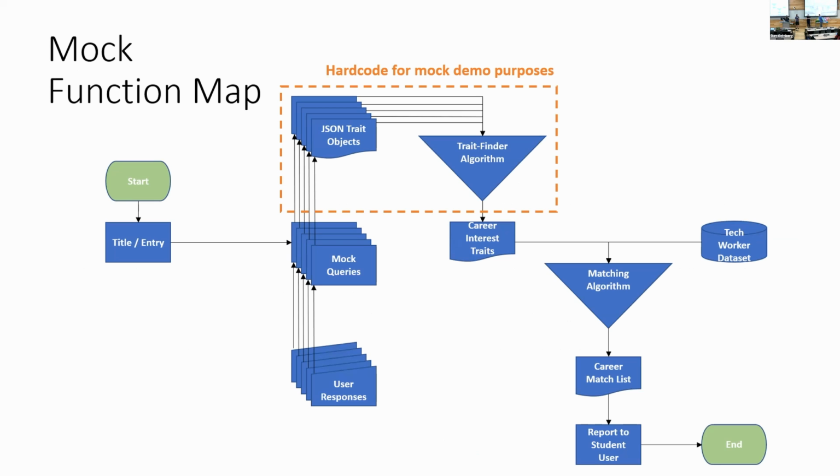For the purposes of our mock implementation, we have a function map. From the start of the application, you would see a title screen, and then the application would show you several different queries for questions that would be input into a trait finder algorithm that would determine the numerical values for each trait. Those career interest traits would then be compared with the empirical data collected from actual workers in the field. That is compared using our matching algorithm, which generates the career matching list, and that resulting list is output to the user.